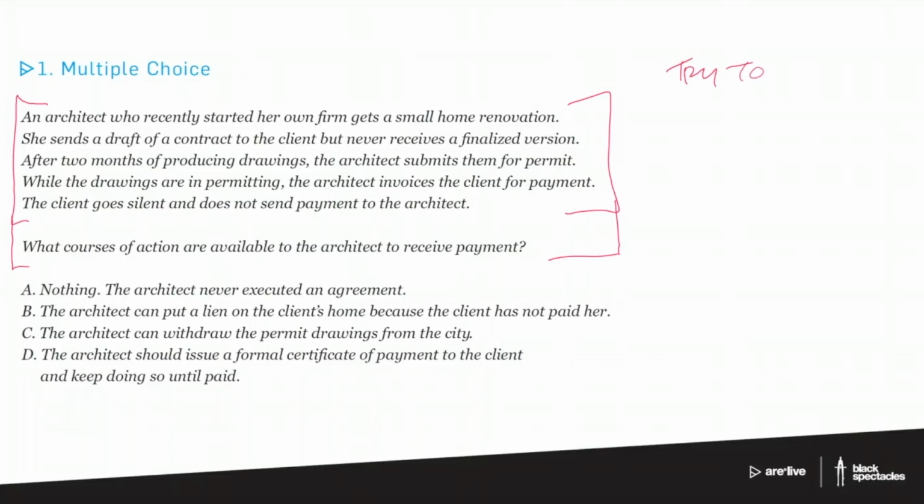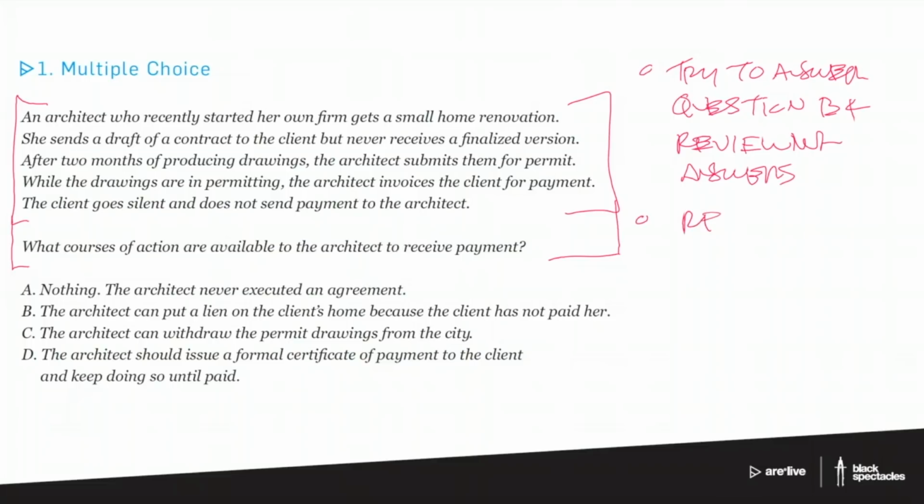So now that I've done that, I kind of have an idea what I'm thinking, but I'm still not very sure. So what I want to start doing is eliminating wrong answers. So now I'm going to actually look at the answers available to me. The first one, A, says nothing. Architect never executed an agreement. I have no leg to stand on. Well, that actually sounds pretty plausible. I'm going to put that in the maybe column.